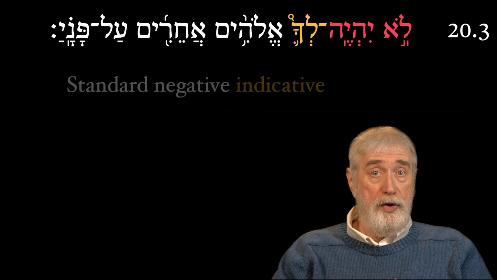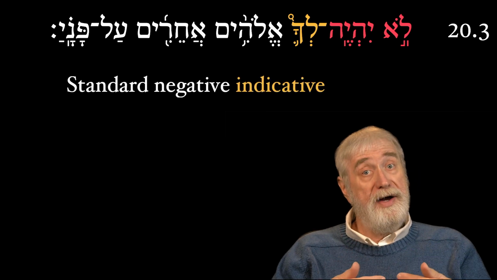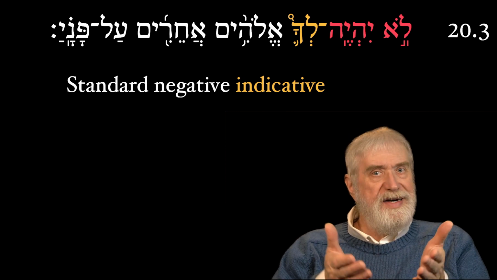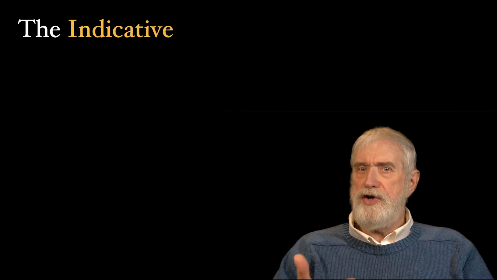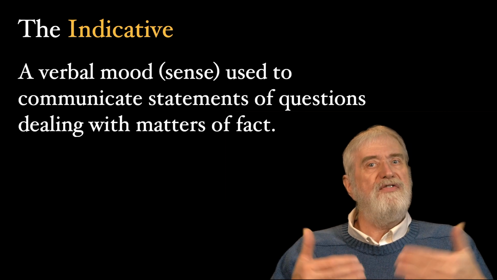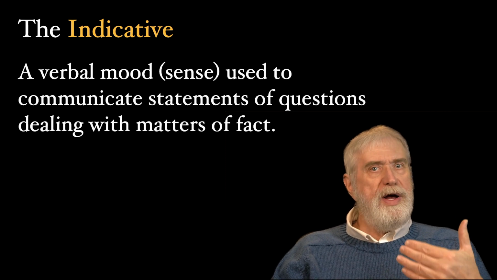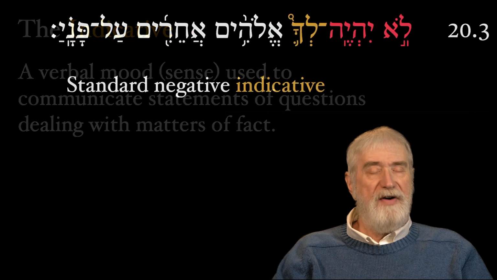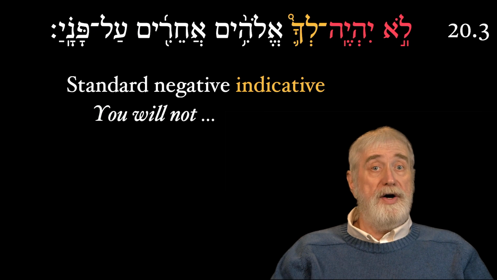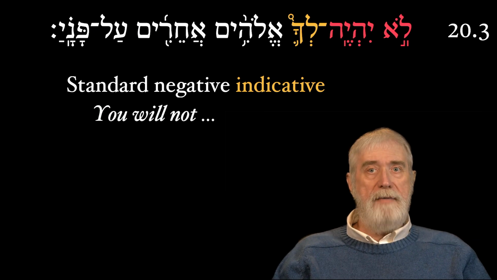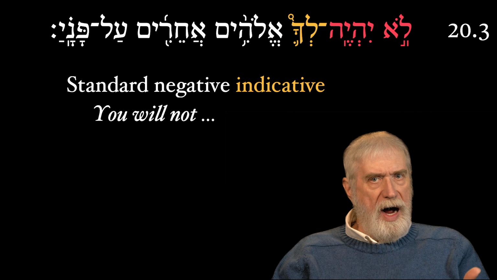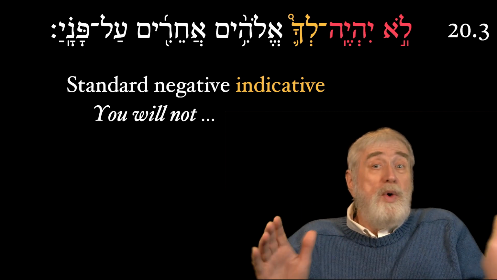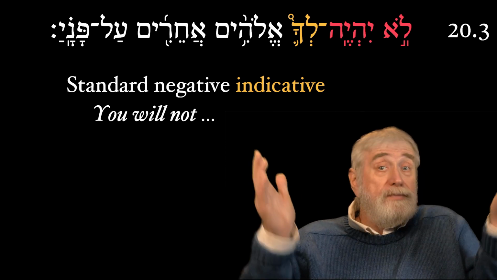The most common usage is the standard negative indicative. Now, grammarians use the term indicative to refer to statements or questions that deal with matters of fact. So if we read this as an indicative, we would render it as a statement of fact. You will not. If we take it that way, we would be understanding God to be saying that as a consequence of their relationship, they simply will not worship any other gods, and that's a fact, Jack.